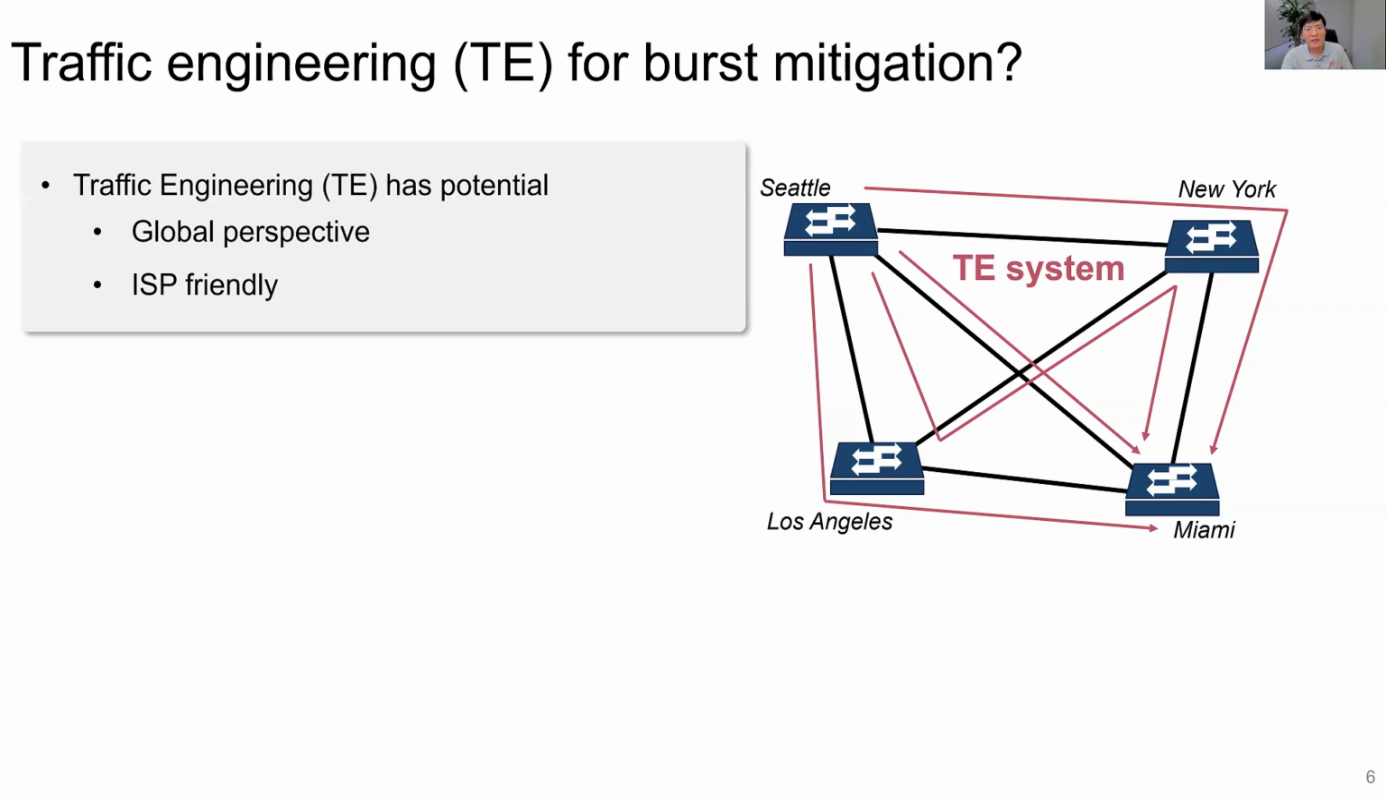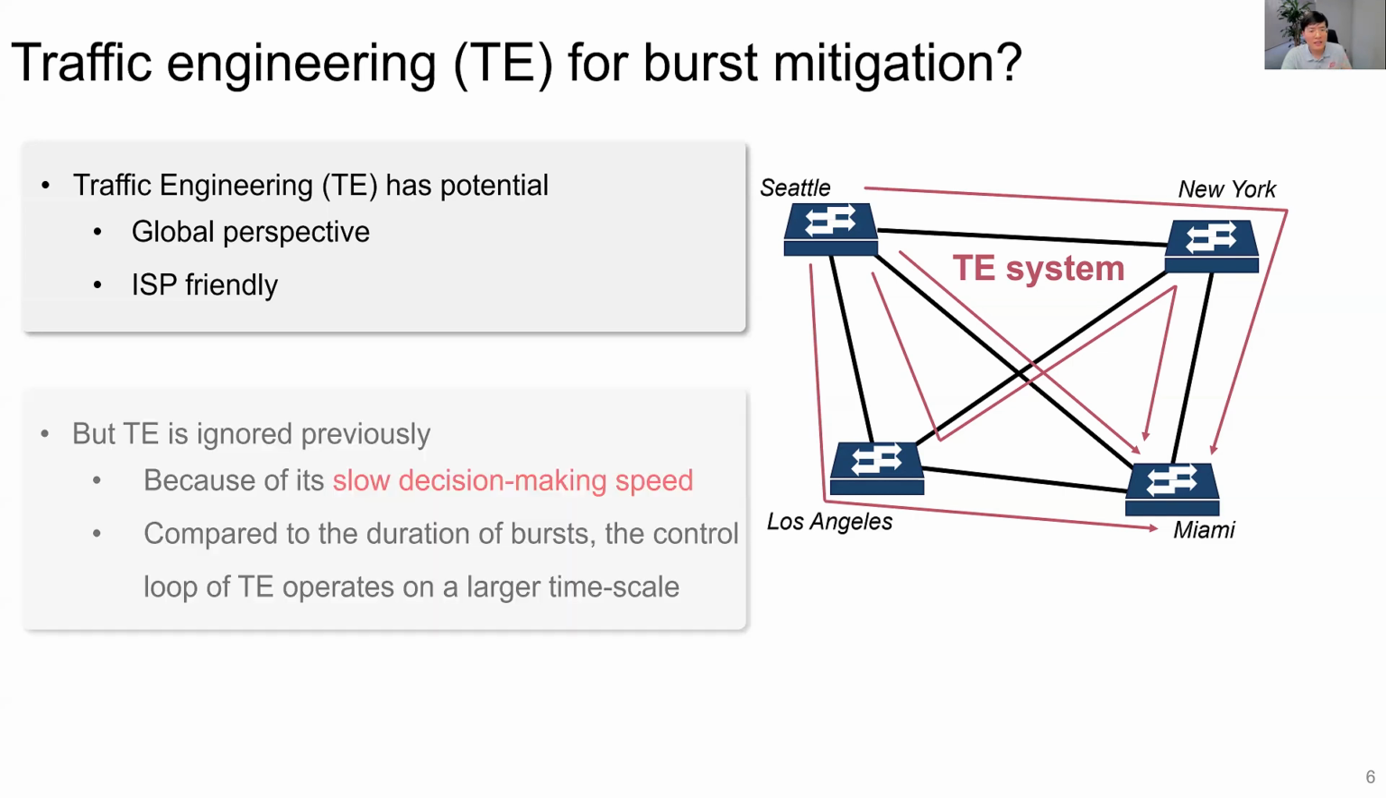So we start looking at traffic engineering methods. We think TE is uniquely equipped for burst mitigation because it works based on network-wide information and targets network-wide performance. But TE was usually ignored previously because of its slow decision-making speed. Compared to the duration of bursts, the control loop of TE operates on a larger timescale.